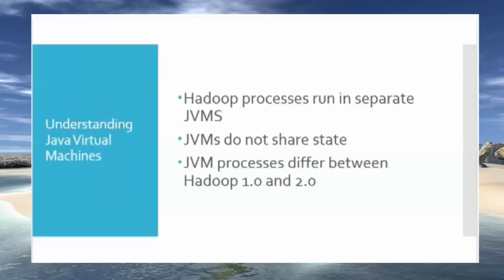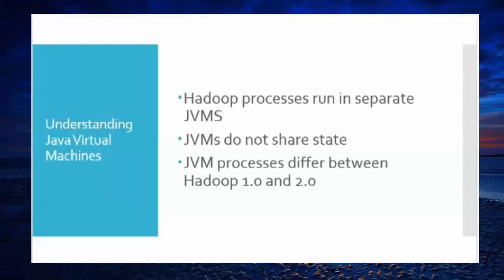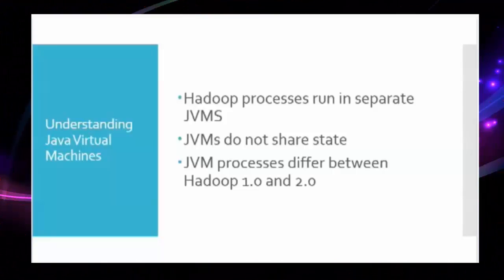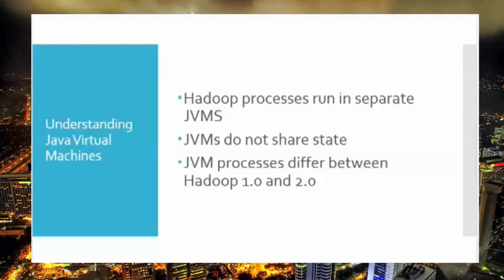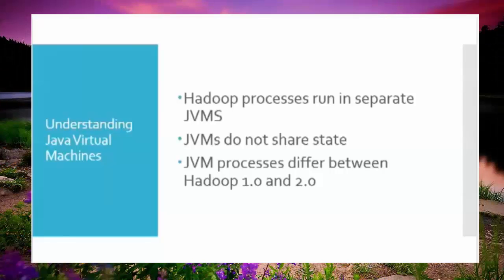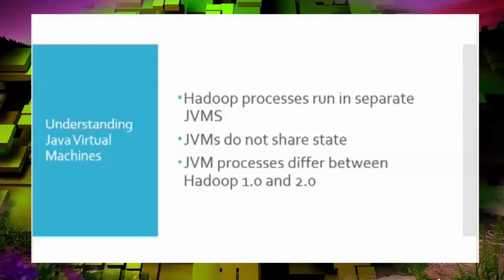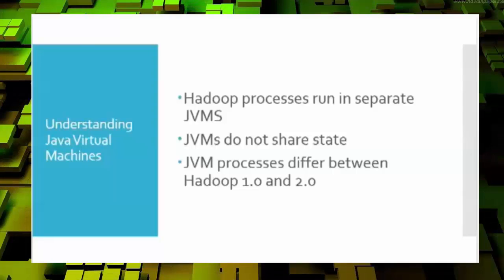And in the world of Hadoop, it's really important because JVMs don't share state. Now, traditionally in database processing systems, state is shared. And this is a different programming paradigm that when we get into the internals of the processing around Hadoop, which is MapReduce, it will be really critically important to understand. JVMs do not share state, and the different Hadoop processes run in separate JVMs.